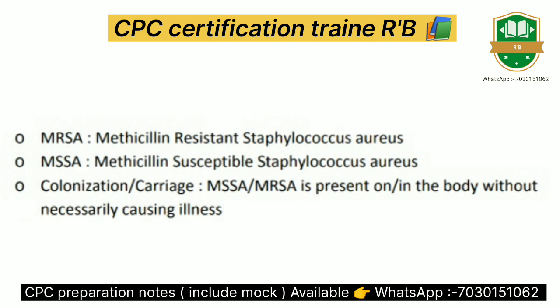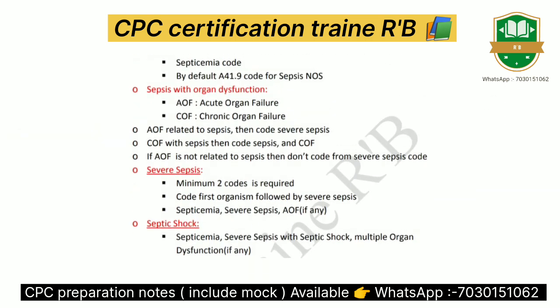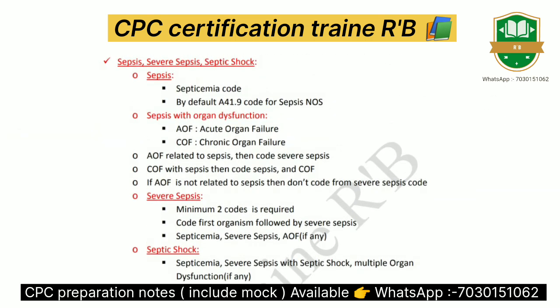Okay. Then next, sepsis, severe sepsis, septic shock. It is important point in first chapter, HIV and sepsis. Then what is sepsis? Sepsis means an illness in which the body has severe response to microbial organism. That is known as sepsis. Okay, sepsis are two types, severe sepsis and septic shock.